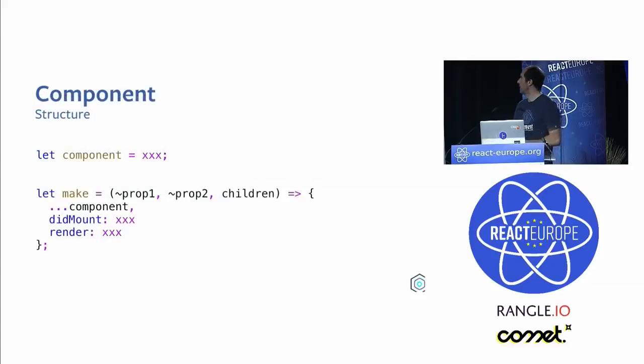So this is how a component in ReasonReact looks. There are two things: there is a component, and then there is a make function. In the component, you specify which kind of component you want. It could be stateful or stateless. And the make function is used to create instances of the component. In this case, going back to the labeled arguments, props are specified just by labeled arguments of this function. So in this case, you have prop1 and prop2, and the way you specify life cycles is by spreading the component object with its mount, render, or whatever you need.